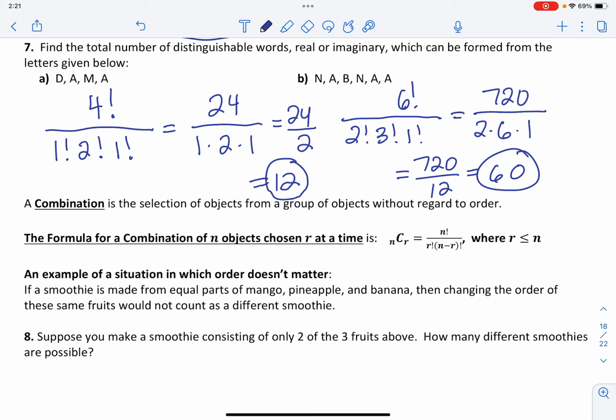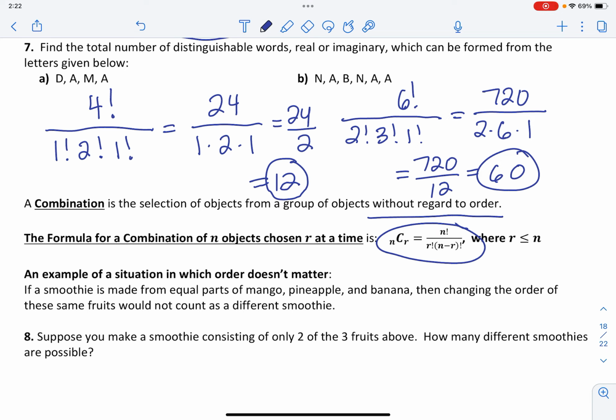Combination is the other one. Combination now is a selection of objects regardless of order. So order does not matter. Okay, and then there's a formula for that one too. Again, same thing. You can use the formula, but honestly, just use your calculator feature, the NCR, and you'll be better off.